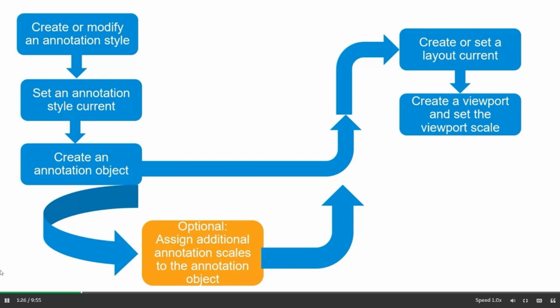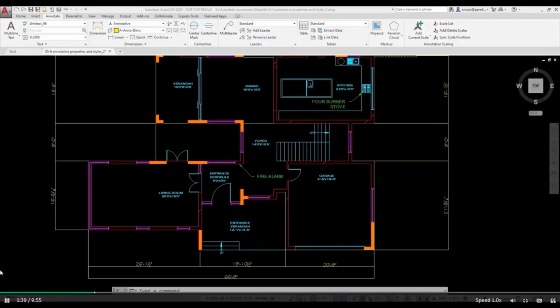An annotation style means that you have designated the object, whether it is a dimension, text, multileader, or hatch, to use annotation scales. We are working in a floor plan that has dimension, multileader, hatch, and text objects. If I'm going to be using annotation properties and styles, I need to verify that the annotation icons on my status bar are toggled on. So that's the first item I'm going to check.